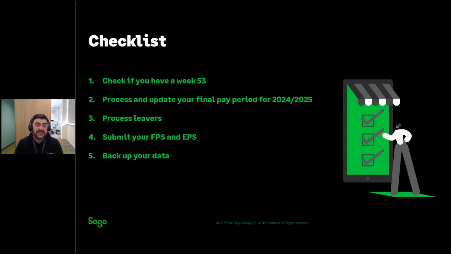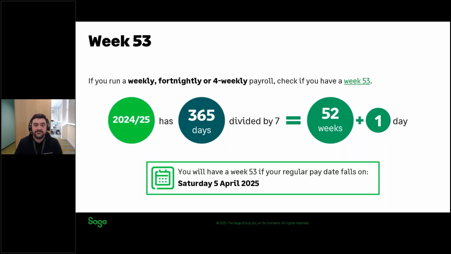So we're going to run through these steps now, and I am going to start with week 53. So as I just mentioned, if you pay your staff monthly, this step does not apply to you. But if you run a weekly, fortnightly, or 4-weekly payroll, it is worth checking to see whether you will have what's known as a week 53 this year.